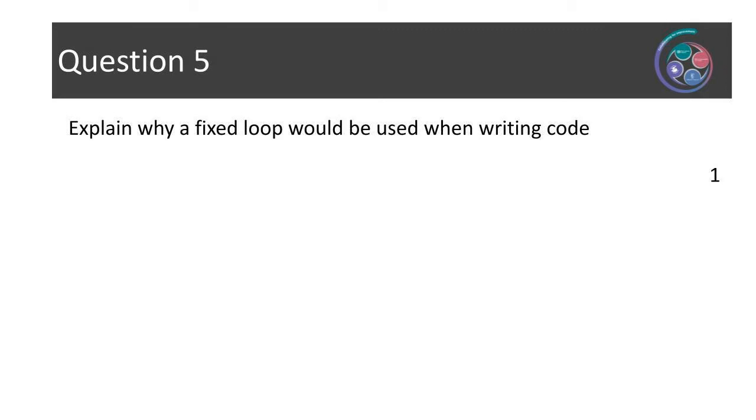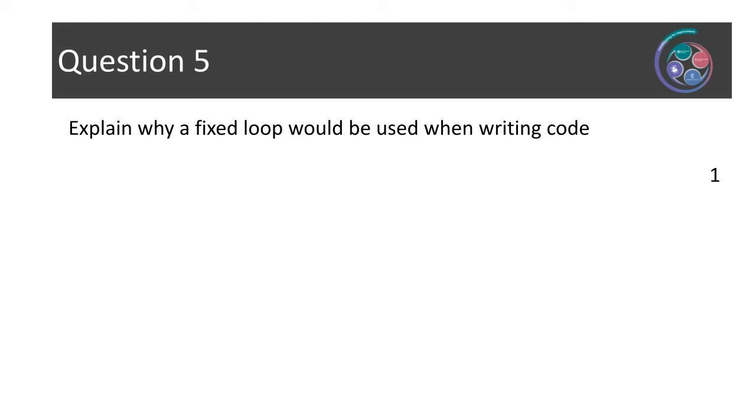Let's have a look at question number 5. Question number 5 is asking you to explain why a fixed loop would be used when writing code. Because of the use of the word explain, we're going to need to give a little bit of detail as to why a programmer would choose to use a fixed loop within a program when they're writing their code.